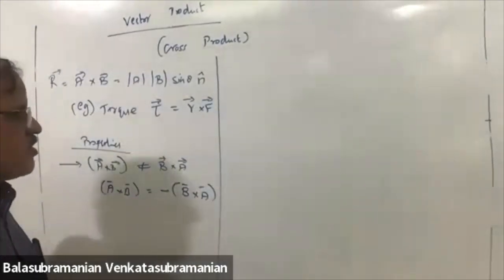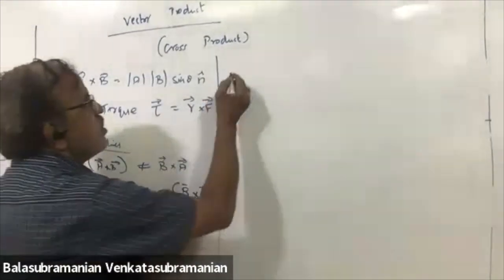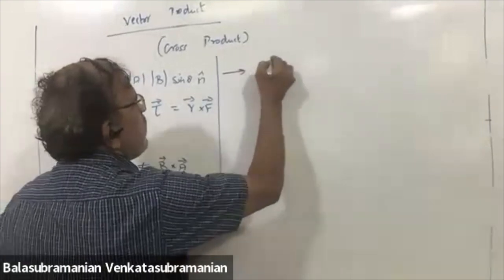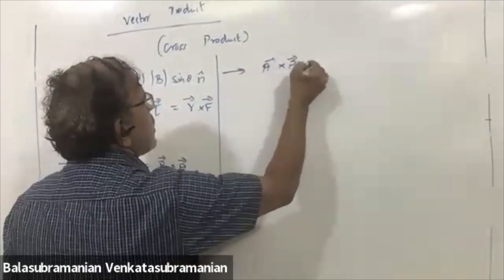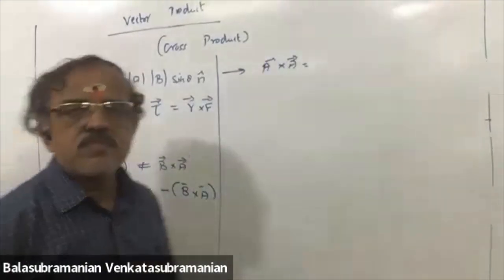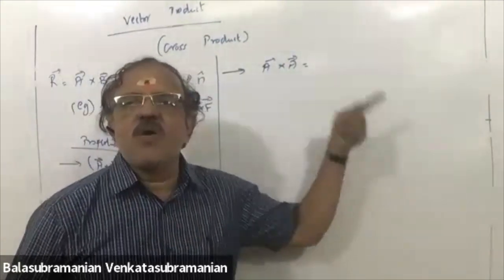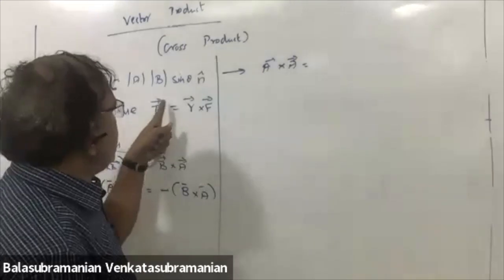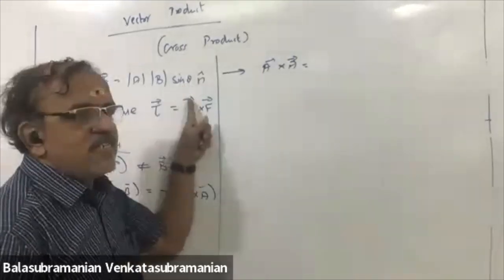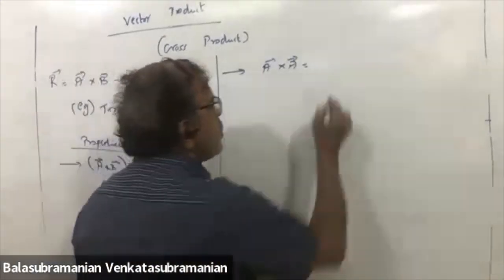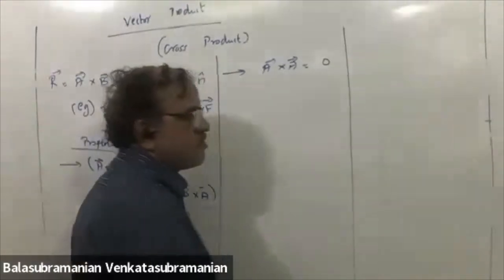Next. A vector cross A vector. Same direction. Theta is equal to 0. When you say theta is equal to 0, sin 0 is 0. So the resultant is 0.